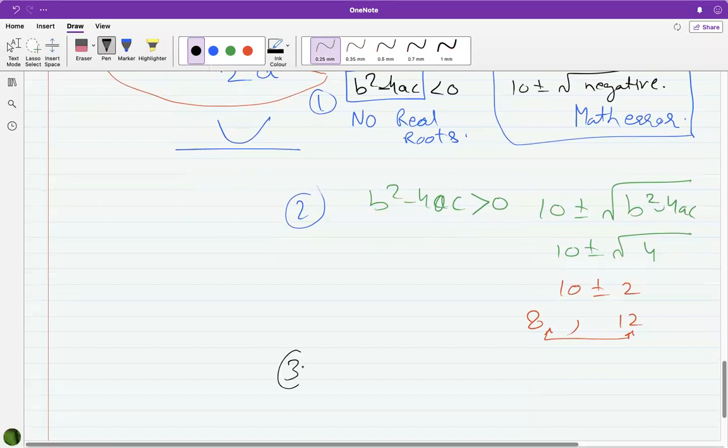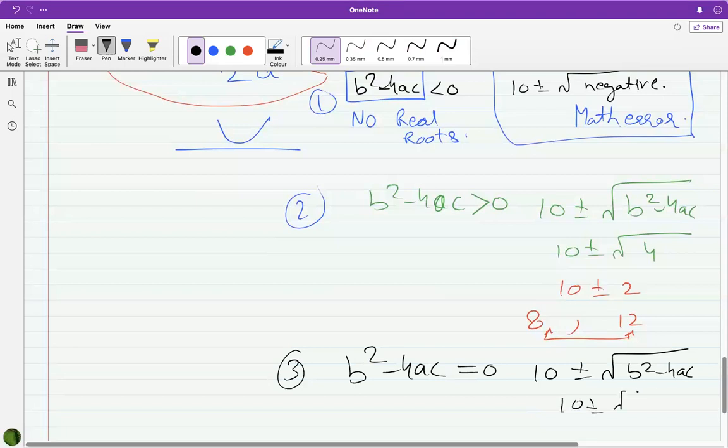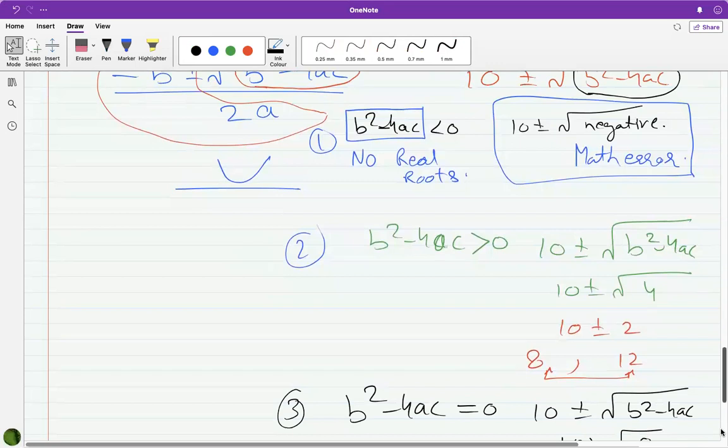And when we have b square minus 4ac equal to 0, so that is 10 plus minus b square minus 4ac, 10 plus minus 0. So when it is 0, answers are same. 10 plus 0 is 10, 10 minus 0 is again 10. So we have equal roots. So in case of greater than 0, it intersects at two different points. In case of equal to 0, it intersects at 1 point.